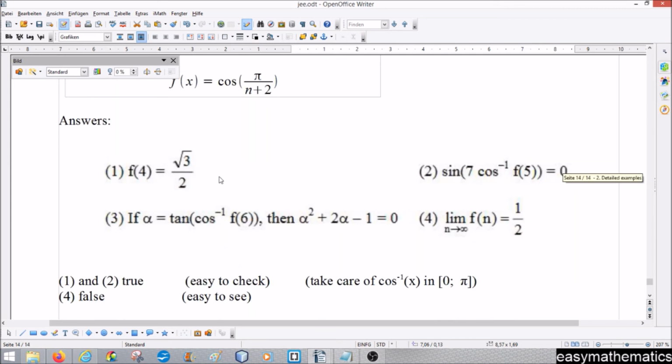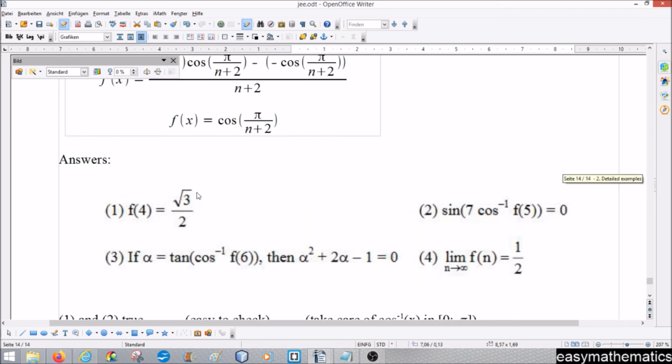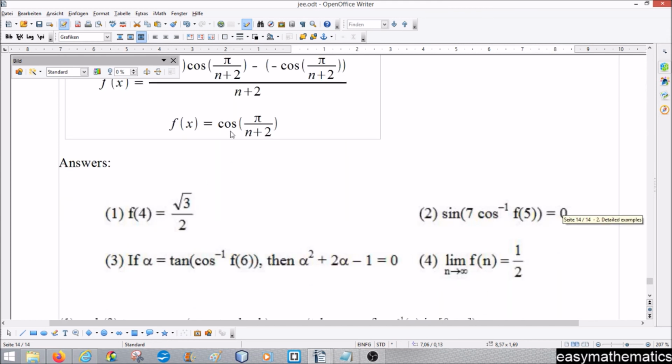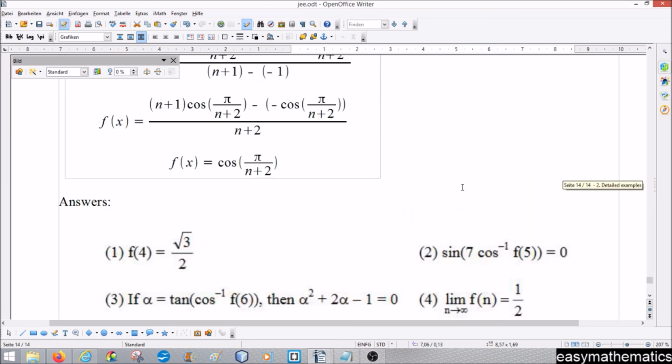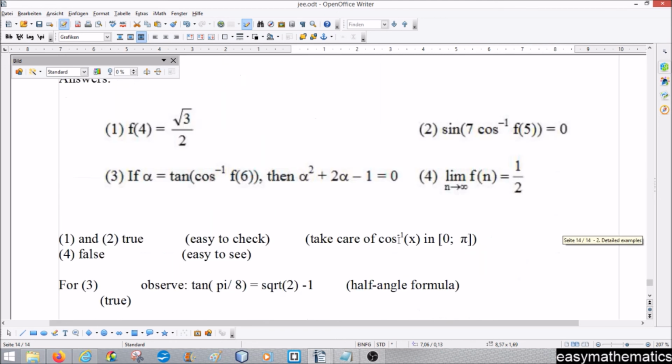Now we take a look at the answers and we see immediately f of 4 is true. We get pi over 6. This is clear. The second is also true. And like I said, this cosine inverse cancels this cosine and we get pi over 7. It cancels out with this 7, we get sine pi, and this is 0. Very nice. 2 is also true. For 3, this is also true.